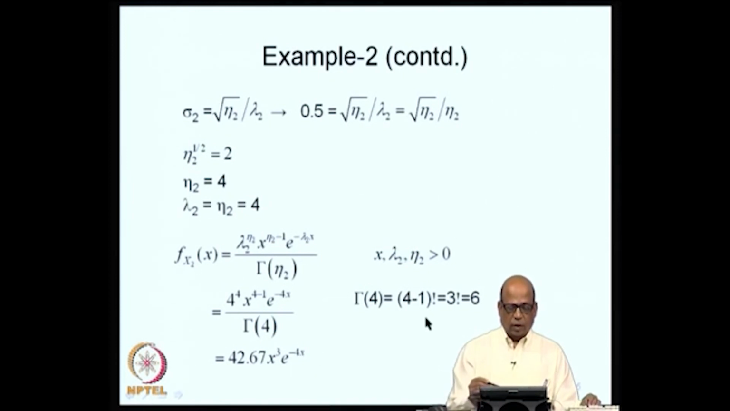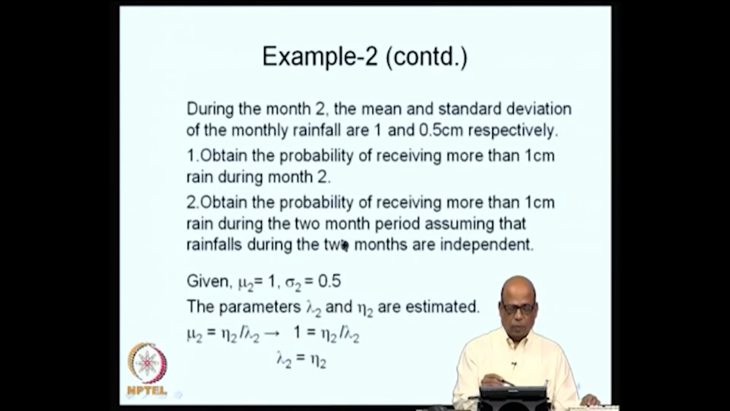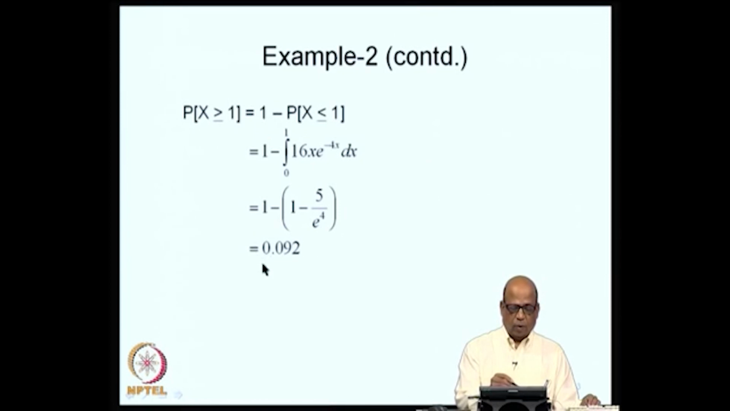The details are given here, and once you get a small f of x, which is a PDF, you integrate the PDF to get the associated probability. So, you are interested in probability of x being greater than or equal to 1, which will be 1 minus probability of x being less than or equal to 1. That is how you calculate this, and you get the associated probability 0.4335 for month 2 and 0.092 for month 1.